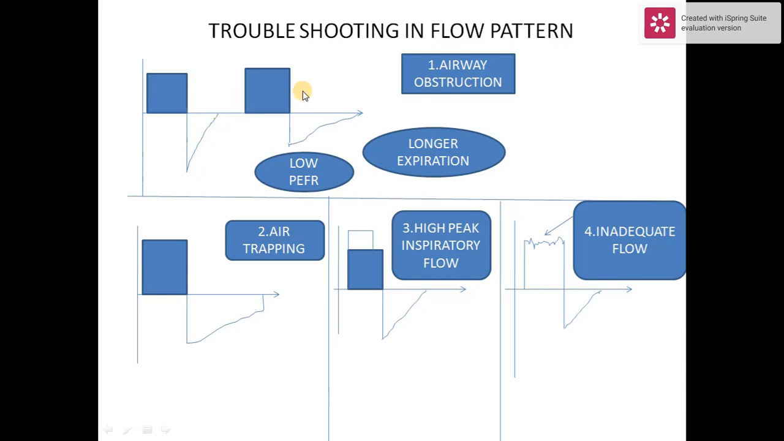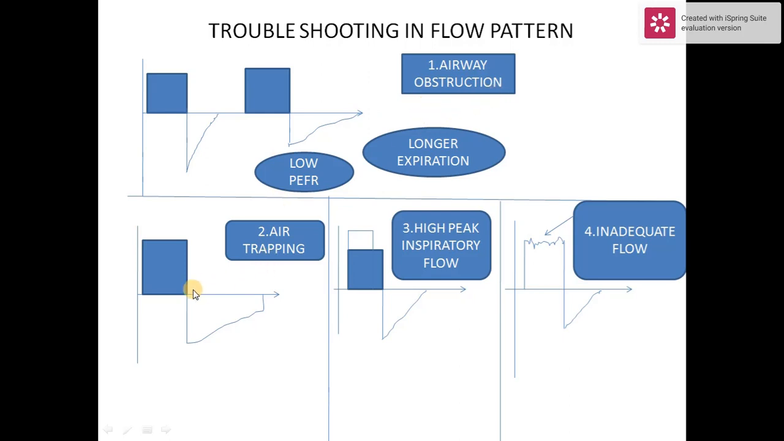You can compare the 1 and 2. The expiratory limb has been shortened and the time taken for the expiration is more. If you compare the two, the peak expiratory flow rate is low, and the expiration duration is longer. So what does it suggest? Something is obstructing the air from coming out, so it takes more time for expiration. It's known as airway obstruction. So when you see this type of low PEFR and longer duration of expiration, you need to suspect airway obstruction.